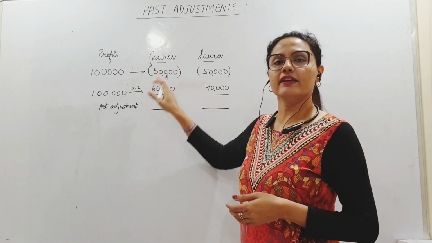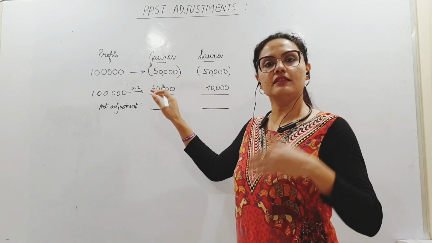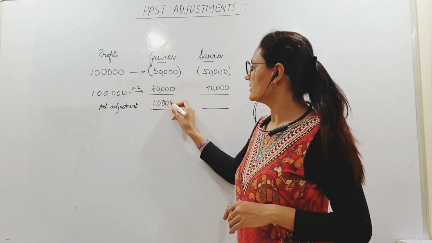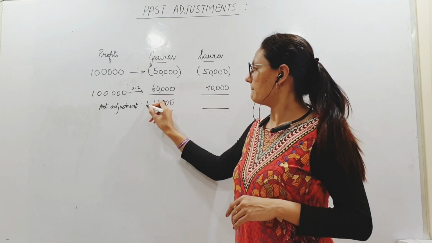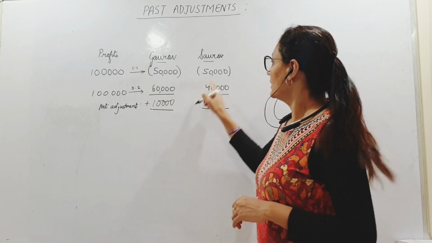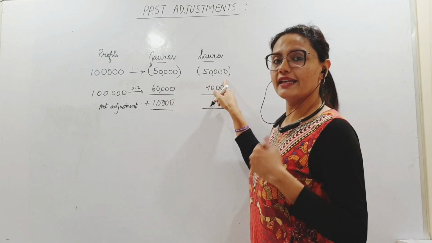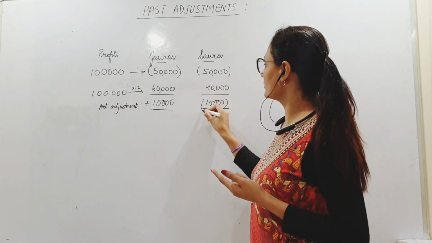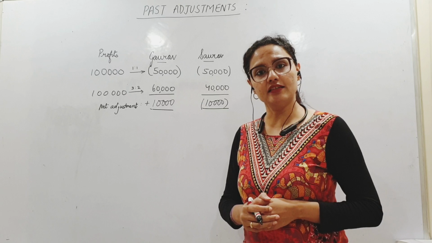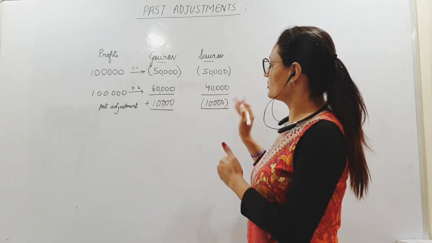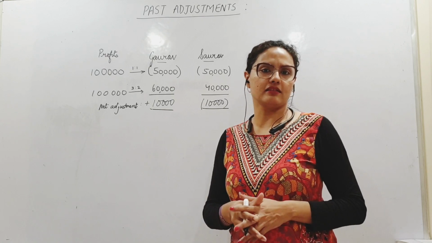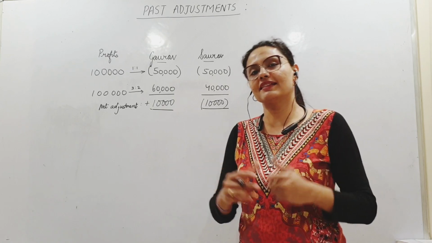So what is the net effect of this? 60 I give, 50 I take. So basically I need to give Gaurav 10,000 plus. Saurabh has already got 10,000 extra. So in effect, we will have to take this 10,000 from him. So 10,000 is taken from Saurabh and given to Gaurav. That would settle the matter. It's as easy as that.